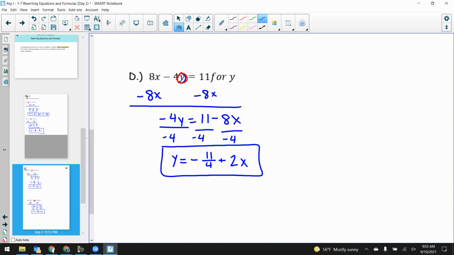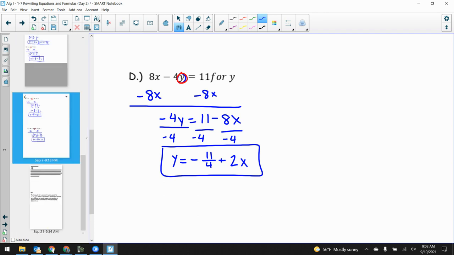Hopefully we're feeling just a little bit better about those. But I got two more word problems that we want to talk about.